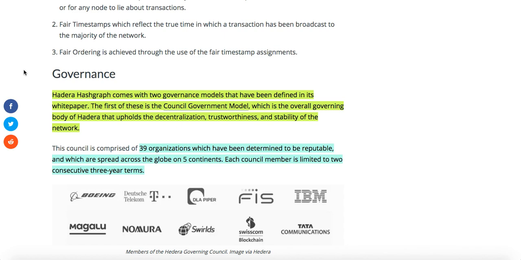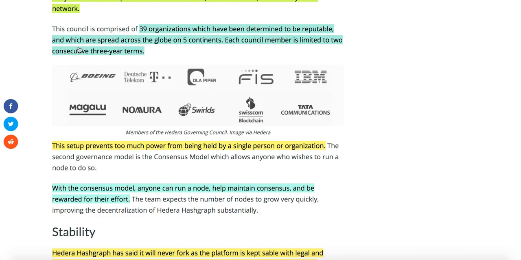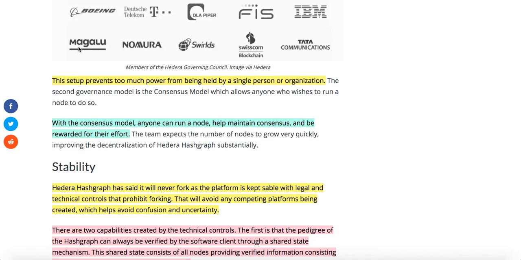Hedera Hashgraph comes with 2 governance models that have been defined in its white paper. The first of these is the council governance model, which is the overall governing body of Hedera that upholds the decentralization, trustworthiness, and stability of the network. This council is comprised of 39 organizations which have been determined to be reputable and which are spread across the globe on 5 continents. And these are some big names, as you can see in here. This setup prevents too much power from being held by a single person or organization. With the consensus model, anyone can run a node, help maintain consensus, and be rewarded for their effort.